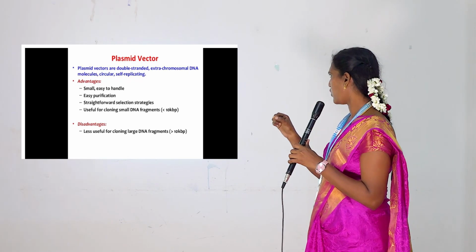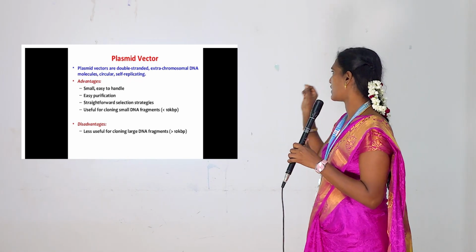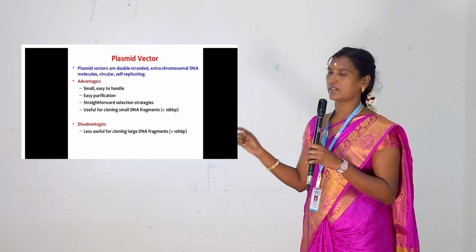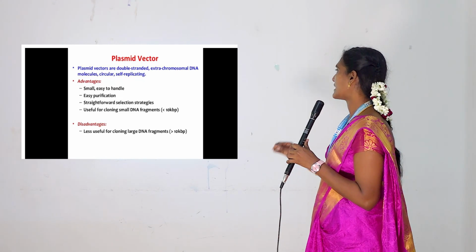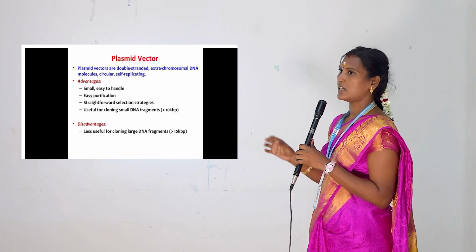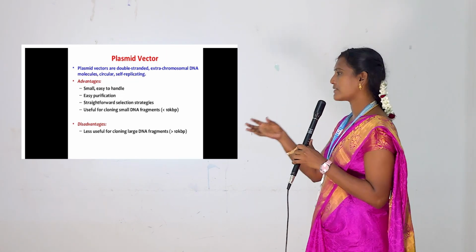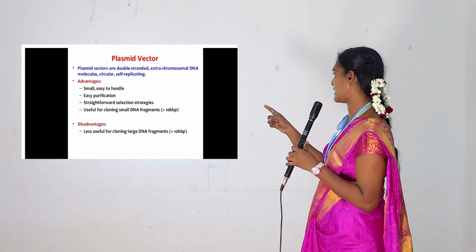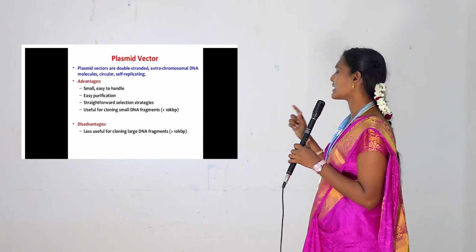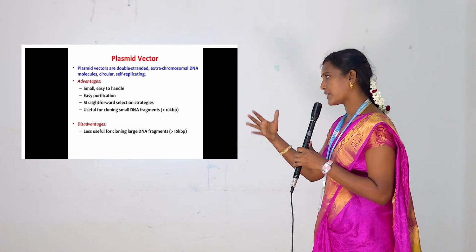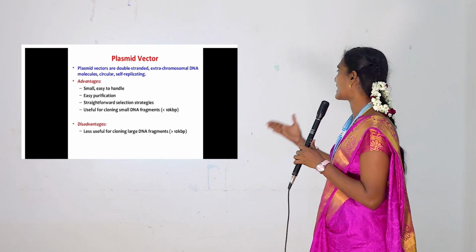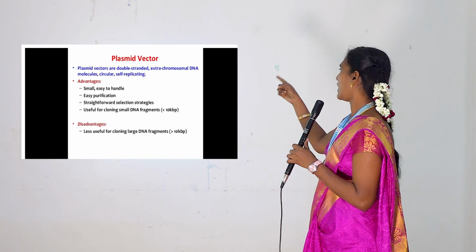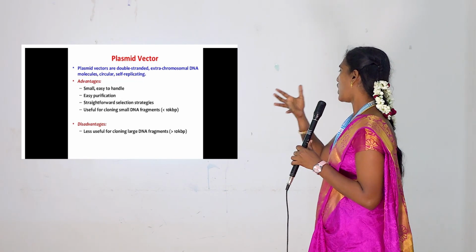First of all, we should know what is the need for choosing plasmid as a vector. First one is it is small and easy to handle, where it is very easy to insert our gene of interest into that plasmid. That is why we are choosing plasmid. Next one is easy purification. After the transformation process, we can easily purify this plasmid vector from the host cell.